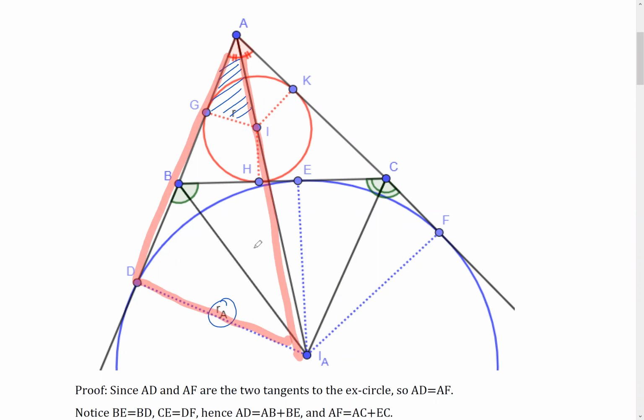Right, they are similar. They're both right triangles. They have the same top angle right there, half A. So r divided by RA should equal, for example, AG divided by AD. AG equals s minus a. This is s minus a because this is the contact point from the incircle. AD is s. All right, so RA equals s divided by (s minus a) times r.